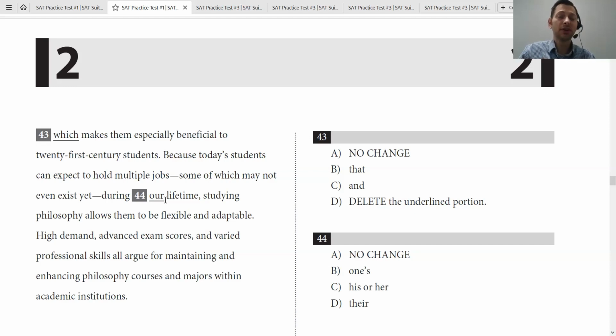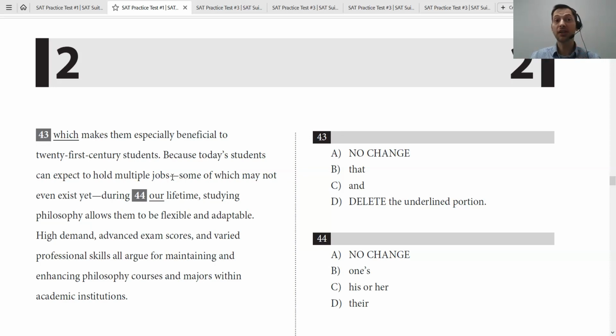Whose lifetime are they talking about? They're talking about the students. So the students' lifetime. So the students are their lifetime. Notice here they're trying to take the subject and the verb and move it so far apart from each other that you don't even remember anymore what's the subject.